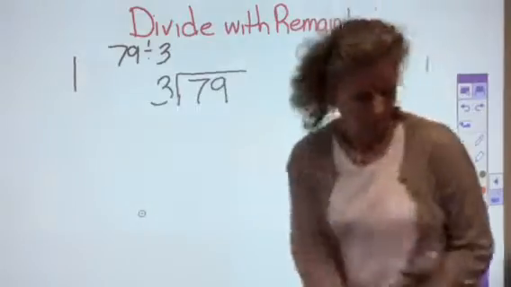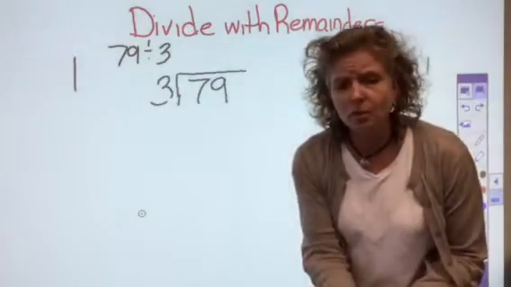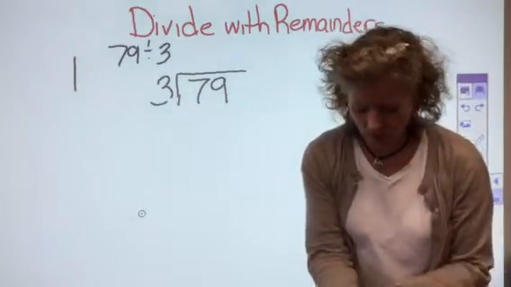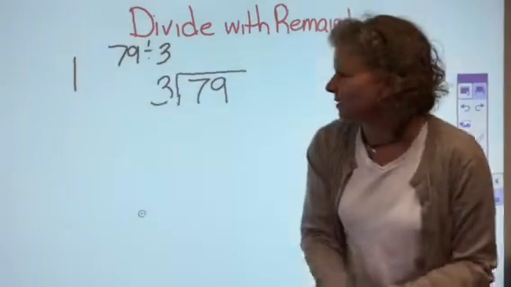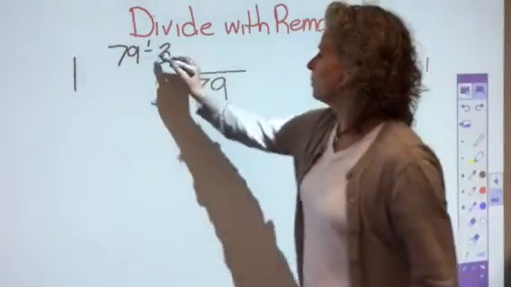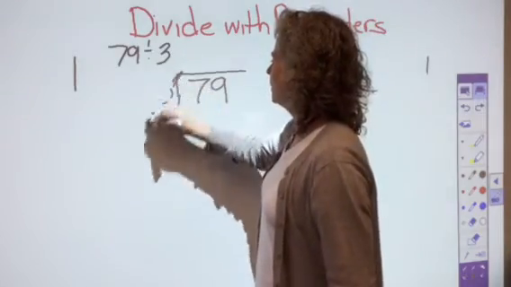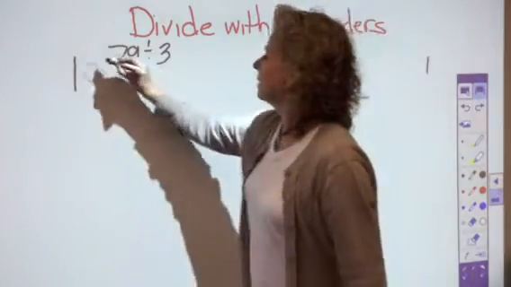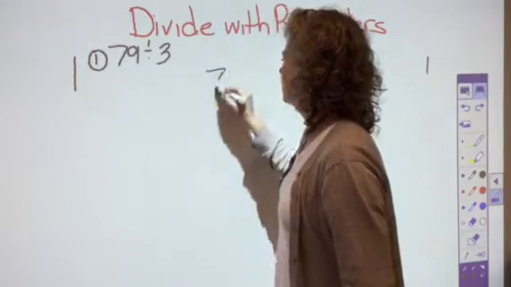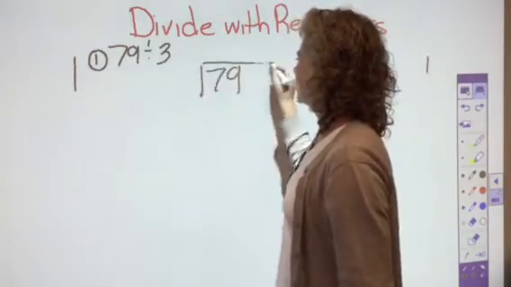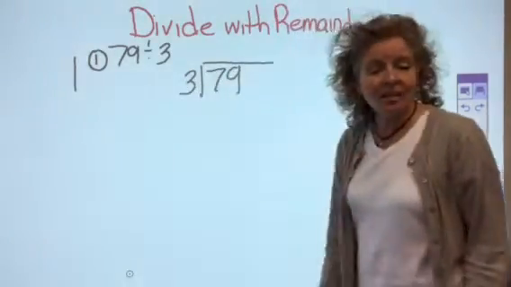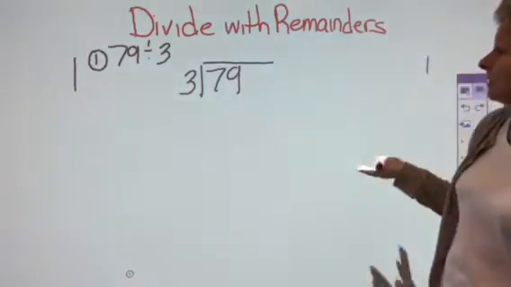That first number just goes in the house, okay? So 79 divided by 3, when we say it like this, is one way to say it. Here's another way to say it. Make sense? So that's the first step. We put the big number inside the house.